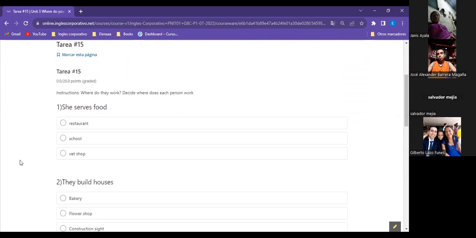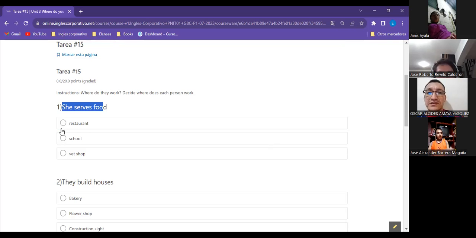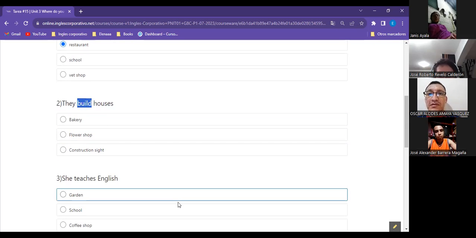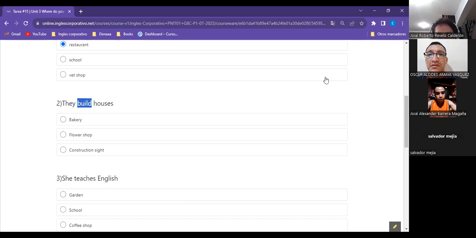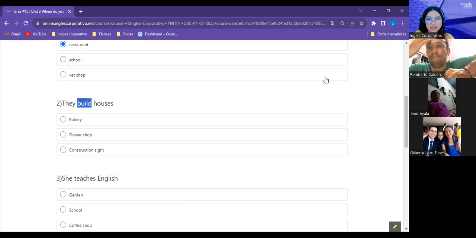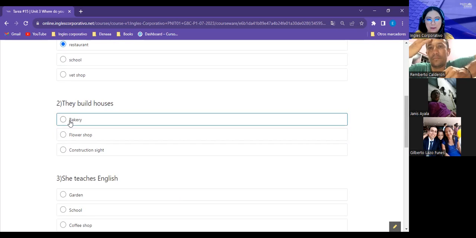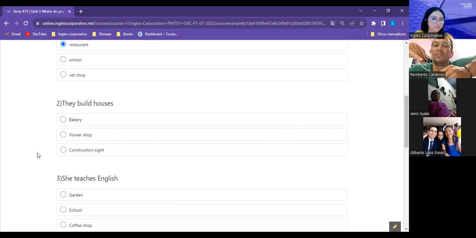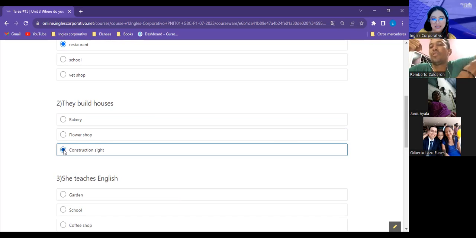¿Qué dice acá? She serves food. ¿Dónde trabajará alguien que sirve comida? She serves restaurant. Food. Restaurant. Ok. They build house. ¿Saben qué es este verbo? Build. Construir. Ellos construyen casas. Bakery, panadería, flower shop, tienda de flores, construction, construction site.